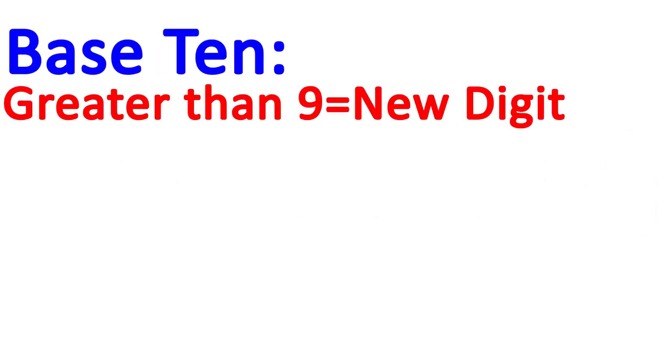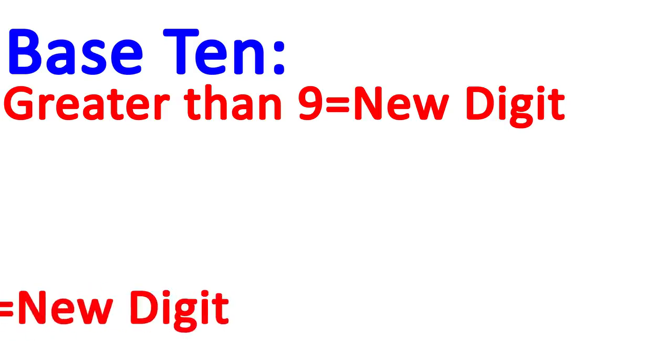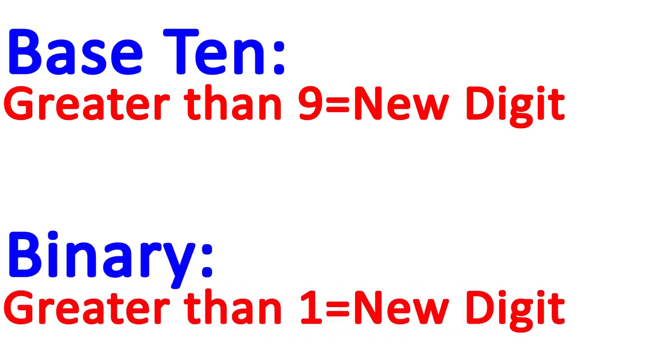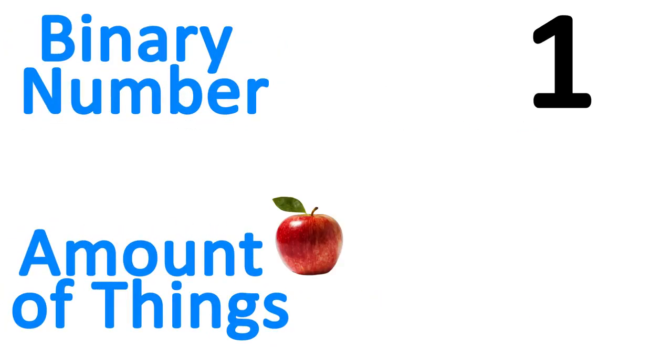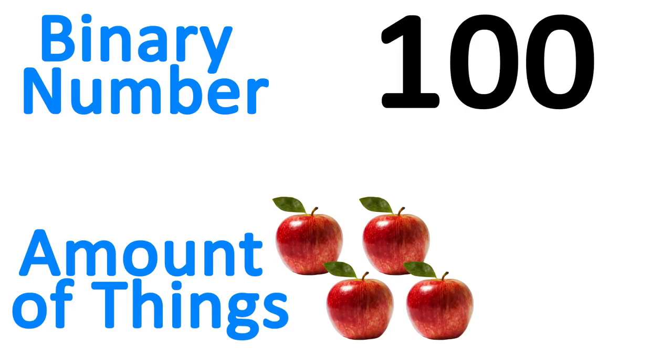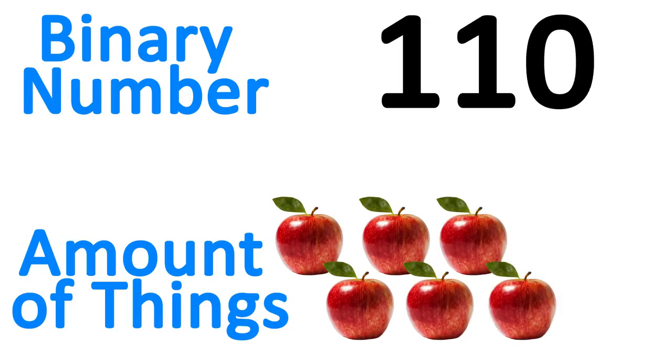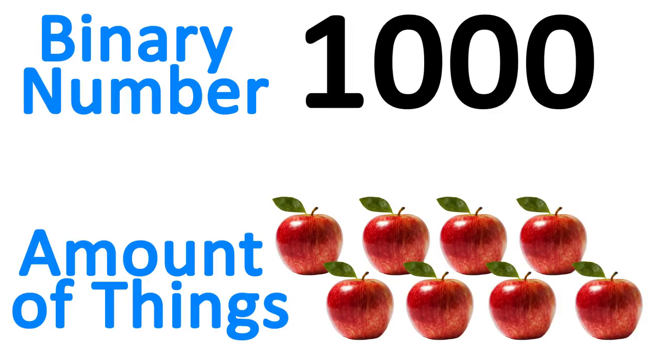Now binary works the exact same way as base 10 positional, but instead of each digit going from 0 to 9, it goes from 0 to 1. Counting upwards in binary sounds like this: 0, 1, 10, 11, 100, 101, 110, 111, and 1000.